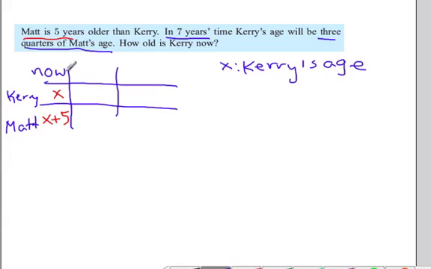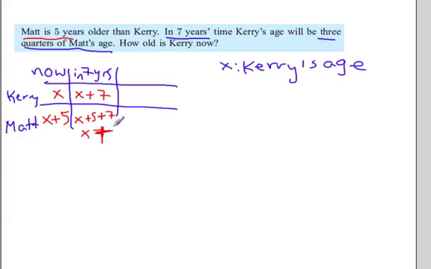Okay, then what are they telling us? They're telling us some information about in 7 years. Well, let's see how old these guys are going to be in 7 years. Well, if Carrie's X now, in 7 years, she's going to be X plus 7, right? If you're 13 now, in 7 years, you're 20. If Matt is X plus 5 now, in 7 years, he's also 7 years older, so he's going to be X plus 12. And then what the problem is telling us is that in that time, Carrie's age will be 3/4 of Matt's age. So this number will be 3/4 of this number.